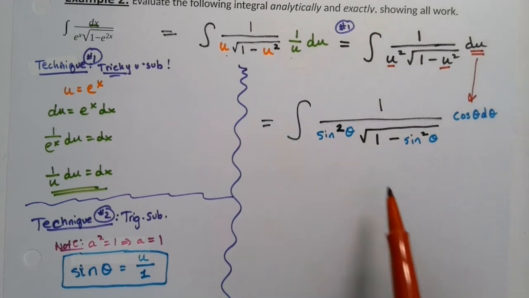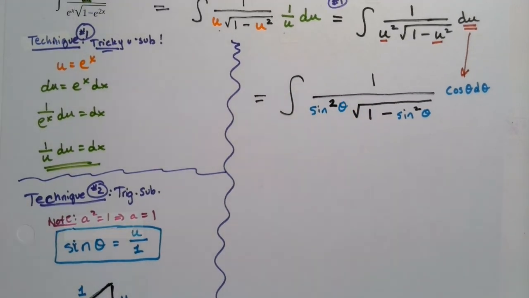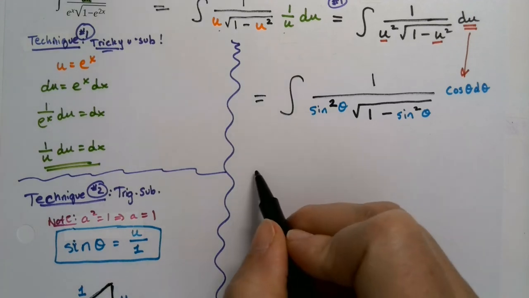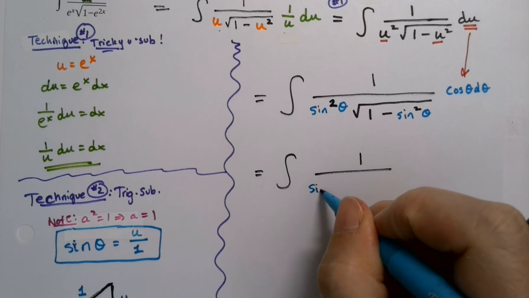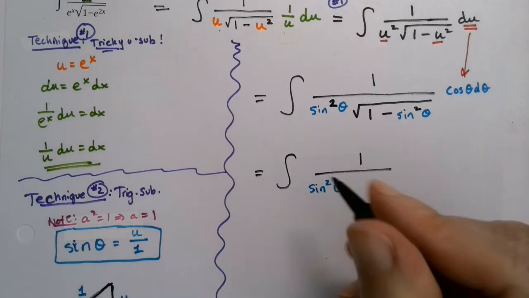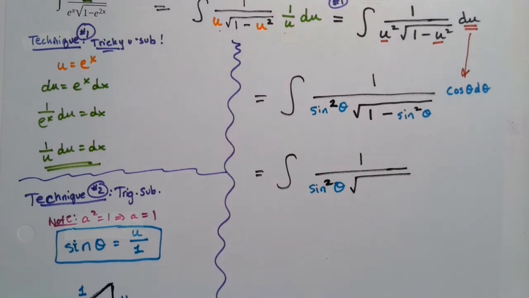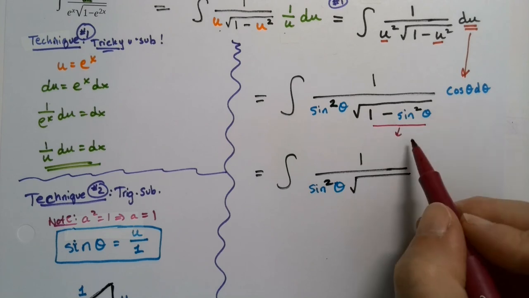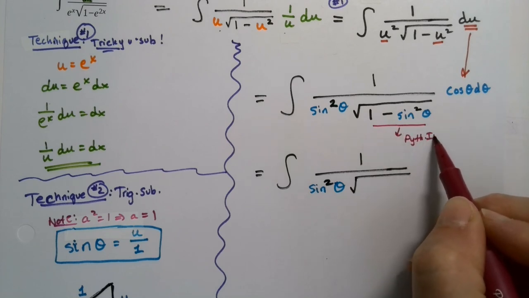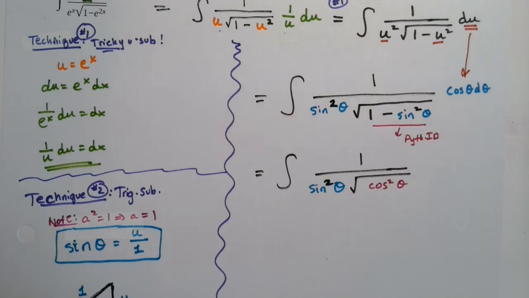All right, now I know what you're thinking. That did not make things better. Oh, but it did, because 1 minus sine squared should be setting off little alarms in your head. That has an identity. So this is 1 over sine squared of theta, square root of, and then 1 minus sine squared is cosine squared. So that's a Pythagorean identity. That's going to turn into cosine squared. Right? And then it's still multiplied by a cosine out here.